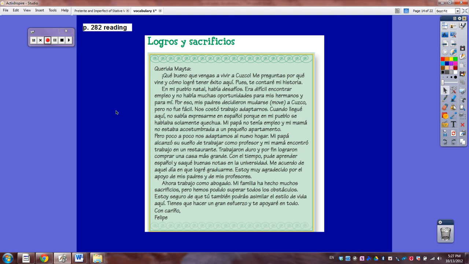Goodness. When I arrived here, I did not know how to express myself in Spanish because in my town, they only spoke Quechua. My dad did not have a job, and my mom was not accustomed to a small apartment. But little by little, we adapted into our new home. My dad reached his dream of being a professor, and my mom found a work in a restaurant. They worked hard and finally were able to buy a bigger house. With time, they could learn Spanish, and I made good grades in the university.